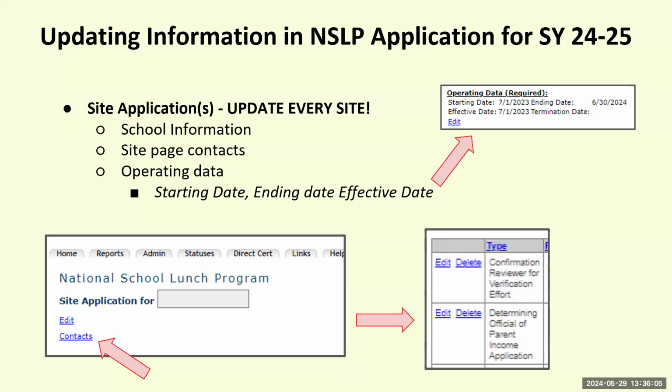To update the site contacts, the application data entry will click on the contacts hyperlink at the top of each site page. Again, this needs to be done on each site page. This will bring you to the contacts page where the confirming reviewer, determining official, follow-up official, food service director, and verification official can all be updated. Failure to complete all the required site information will result in the application being returned to the SAU.